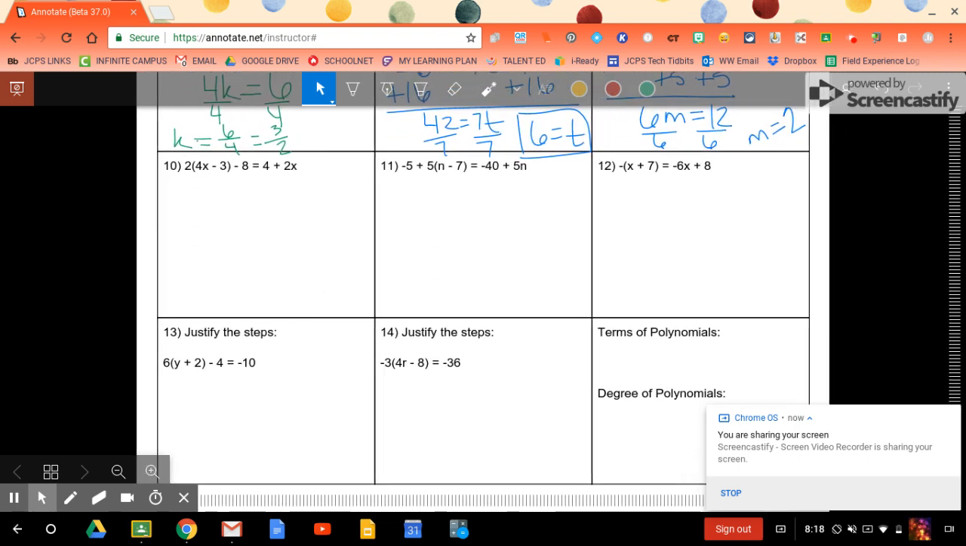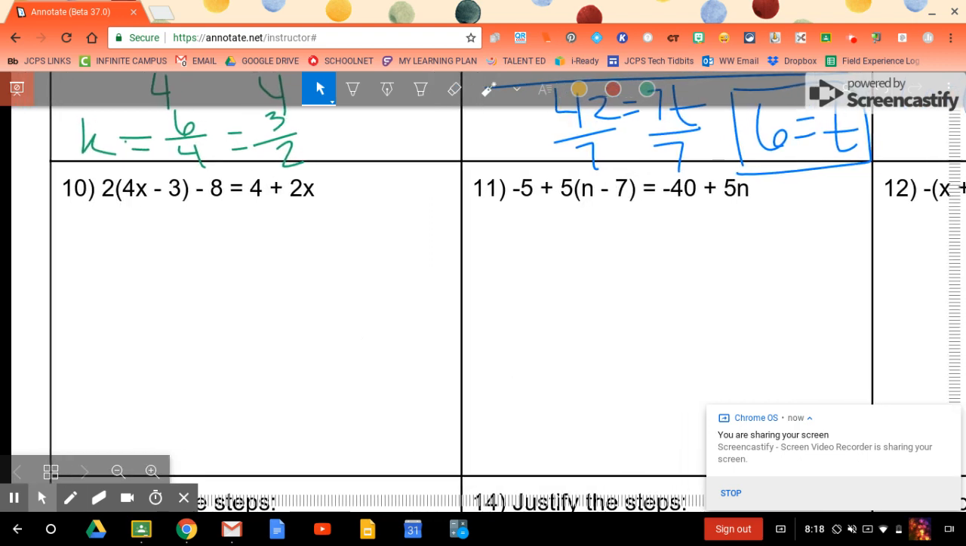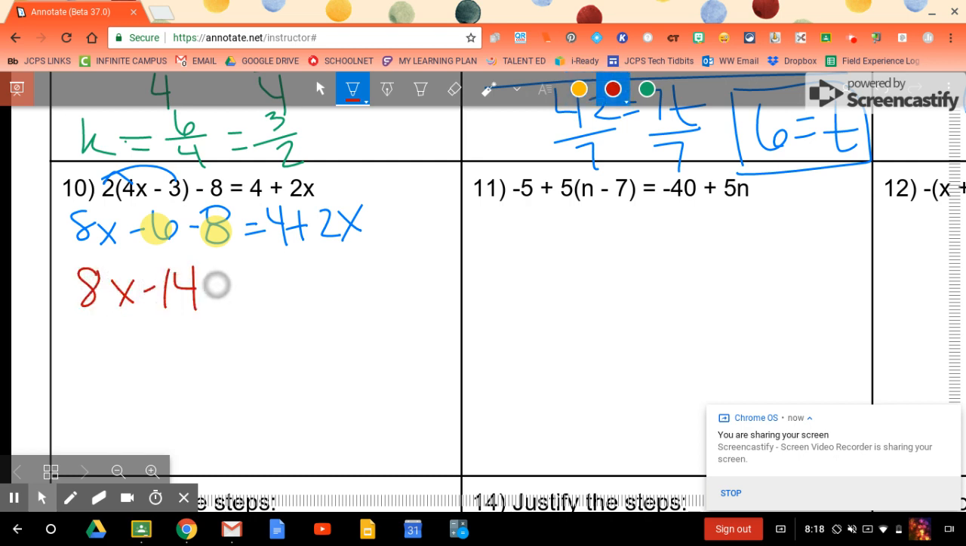Okay, going on down to number 10. Like I said, I made them get a little bit trickier so you guys can have some practice. Your first step on number 10 is the distributive property. So you get 8x minus 6 minus 8 equals 4 plus 2x. You have like terms on your left side, -6 and -8. So you're going to combine those to get 8x minus 14 equals 4 plus 2x.